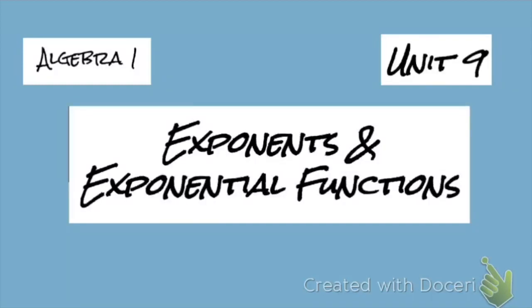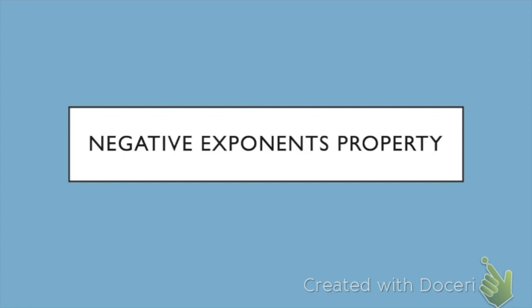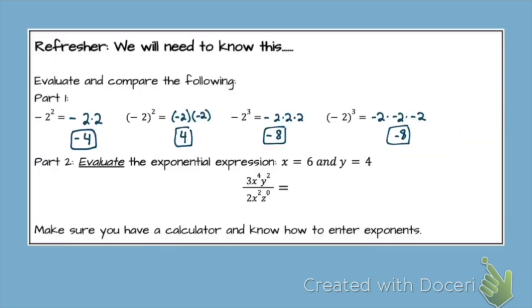We are continuing with Unit 9, Exponents and Exponential Functions, and now we're going to look at negative exponents. We're going to start with a refresher about things that we're going to need to know. So first of all, in part 1, we just have different forms of -2, either squared or cubed. So whether or not we have parentheses around that -2 really matters.